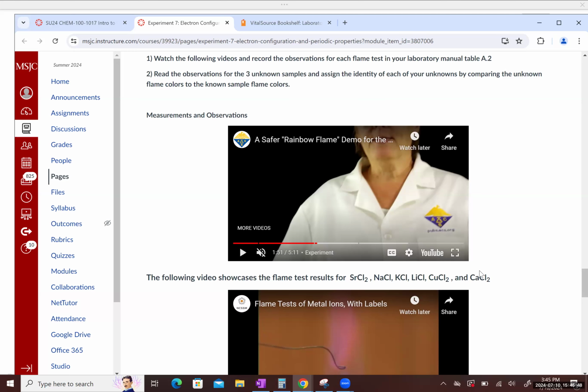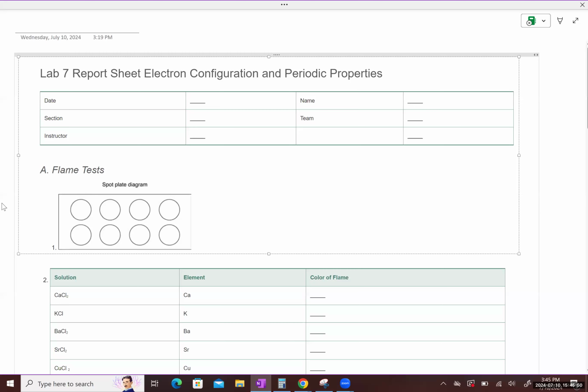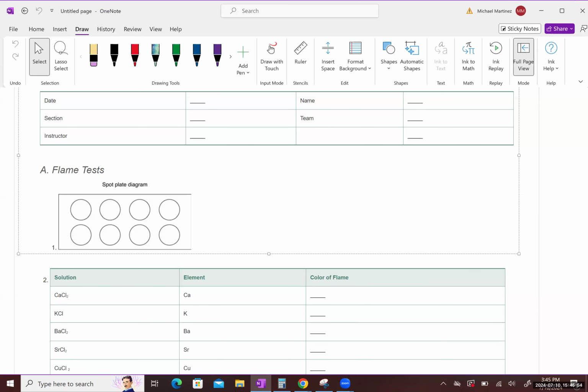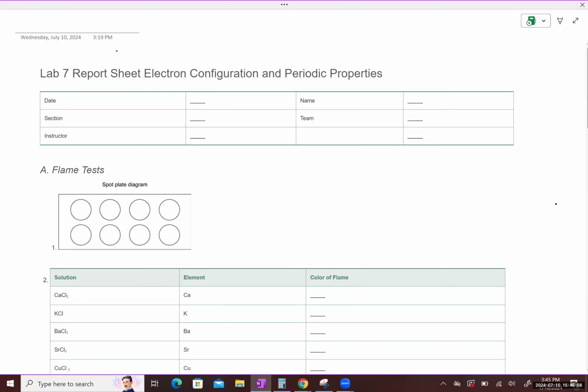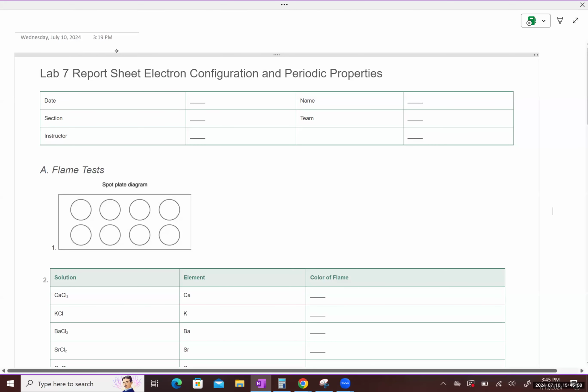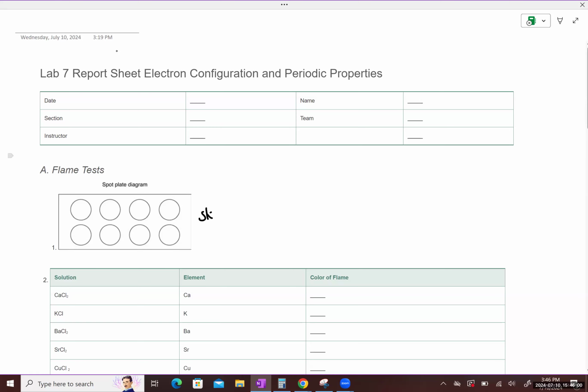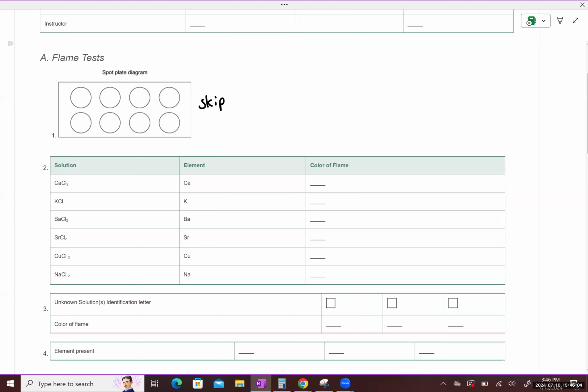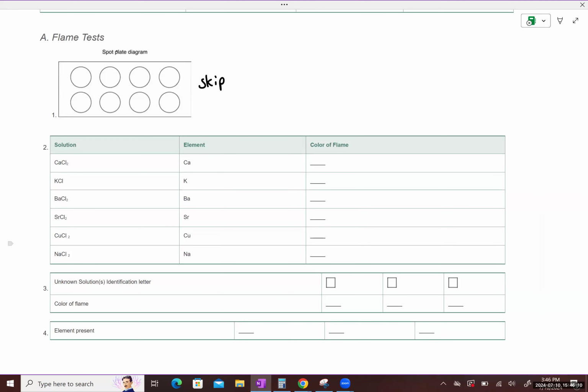Okay, so let's look at our table now. For the spot plate diagram, you can just leave that part blank. And just note that we don't have to fill in this part because we're not actually preparing a spot plate. But we now see that we have a table and we're looking at the flame test results for a range of different solutions. So let's watch the videos and let's fill in this table.